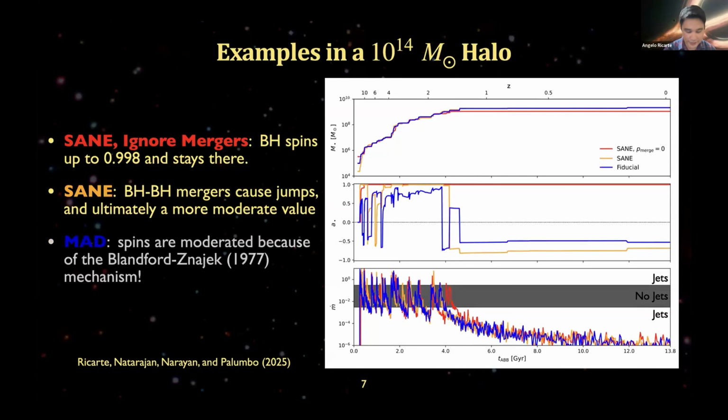But if you take into account the magnetic fields, you can see now that the spins are moderated. And in fact, this is mostly due to the Blandford-Znajek mechanism. What you should see here is this gap now between 1 and around 0.8 or so, which tended to be the equilibrium spin at an Eddington ratio of 1, where the black hole will be accreting and changing mass efficiently.